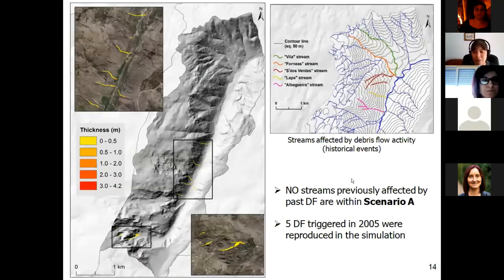Here we have the results for scenario A, where no streams previously affected by past debris flows are represented. In the right figure, we have the streams affected by the historical debris flows, and no streams were affected in this scenario. But 5 out of the 34 debris flows triggered in 2005 were correctly simulated.